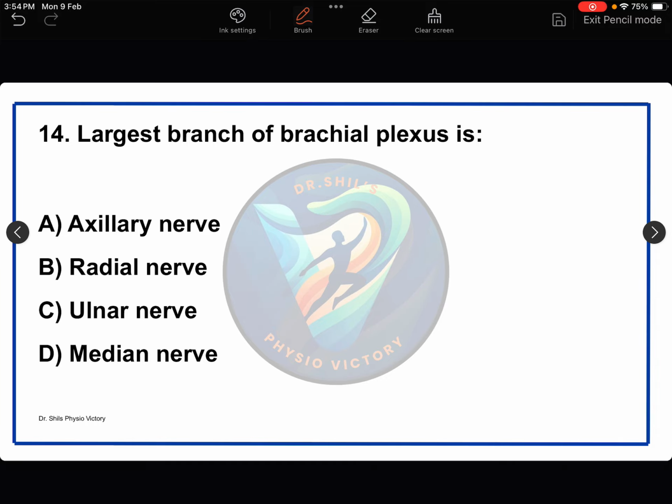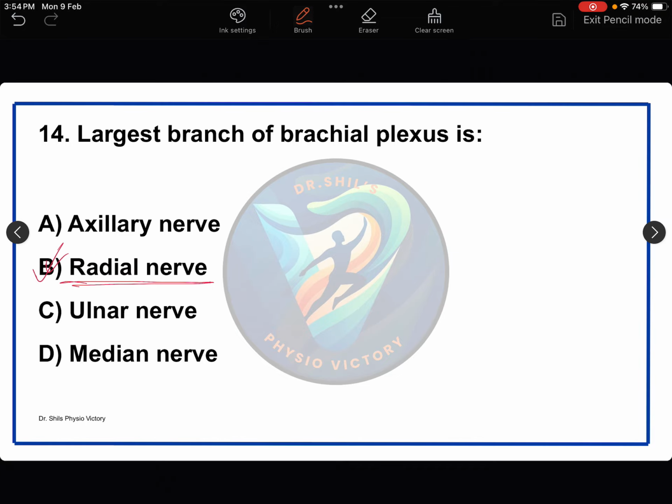Next, come to question number 14. Largest branch of brachial plexus is option A, axillary nerve, option B, radial nerve, option C, ulnar nerve, and option D, median nerve. Here, the correct answer is option B, radial nerve, which is the largest branch, supplies all extensors of arm and forearm, runs in spiral groove of the humerus.